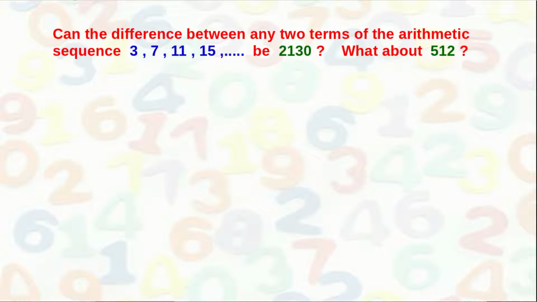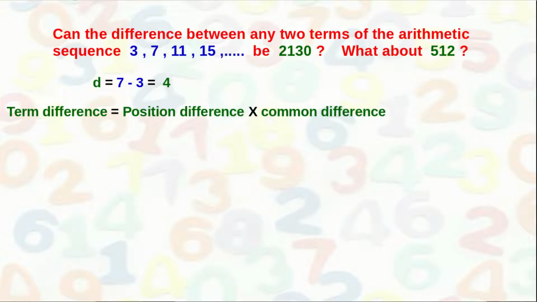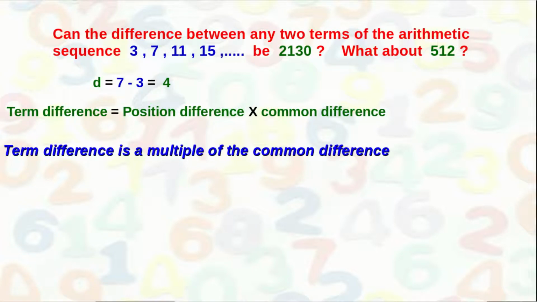The common difference of this sequence is second term minus first term, that is 7 minus 3 equal to 4. We know that in any arithmetic sequence, the difference between any two terms, or the term difference, will be position difference into common difference. In other words, term difference is a multiple of the common difference. So here we have to check whether 2130 is a multiple of the common difference 4.